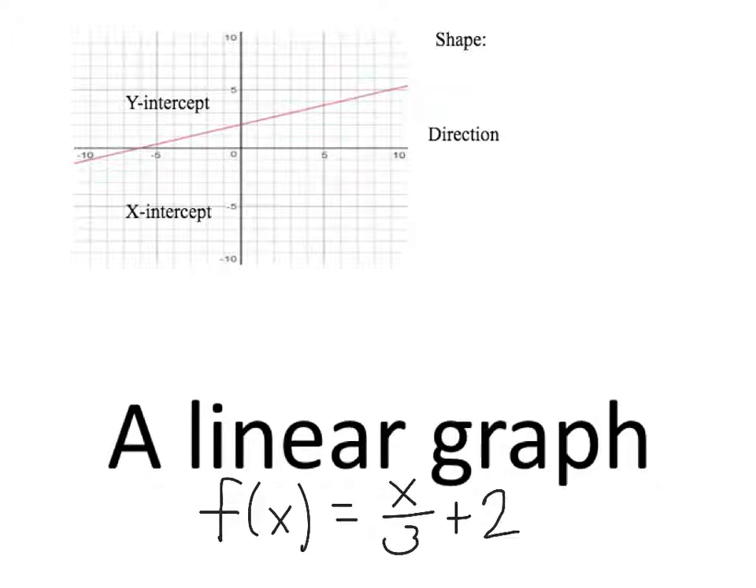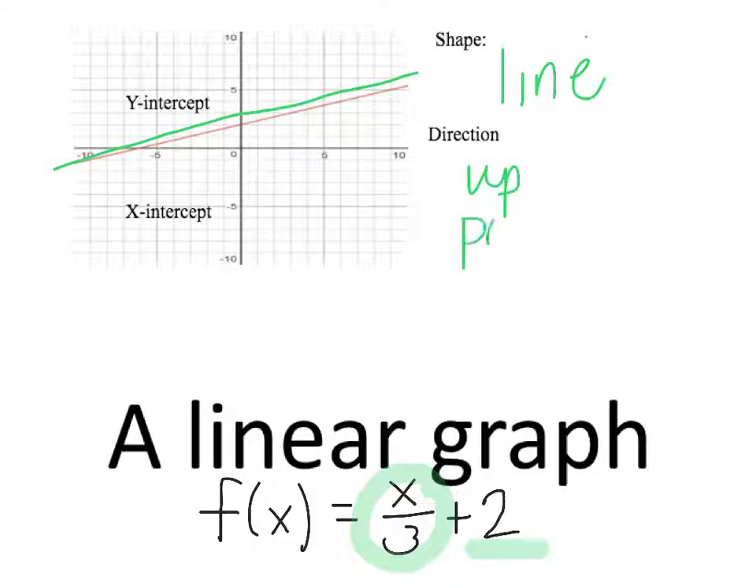First one is a linear graph, and it's actually one of the ones that we worked with when we were ordering our functions the other day. This says that we're going to take x, the input, and divide it by 3, and then we're going to add 2. When we're looking at the graph, we comment on the shape. It's creating a line, right? So the shape and the direction is heading up. We can also say that it's positive.